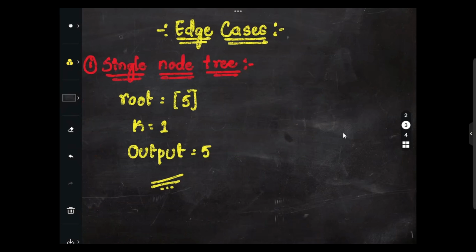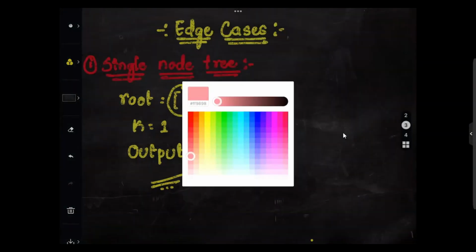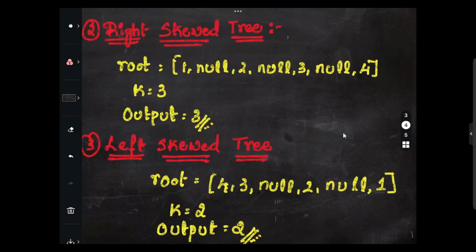So the first edge case here is the single node tree. Here we have only one node, 5. You can clearly see here, k we have considered 1, and the output is 5 in this case. The output is 5 because we have only one node and k equals 1. The first smallest element here is 5 itself. That is the reason we are returning 5 as output.